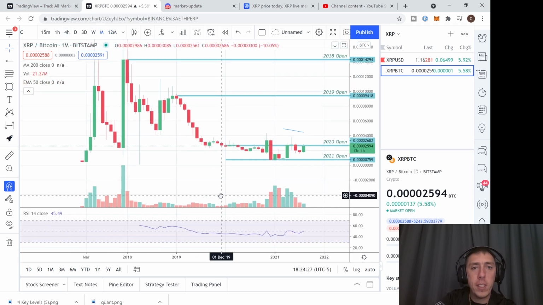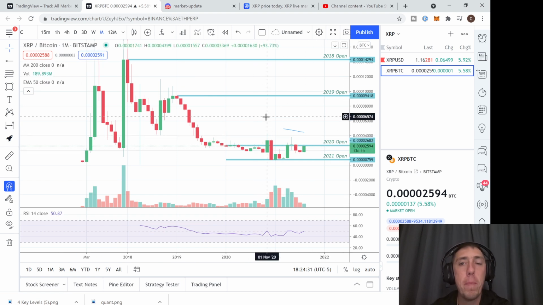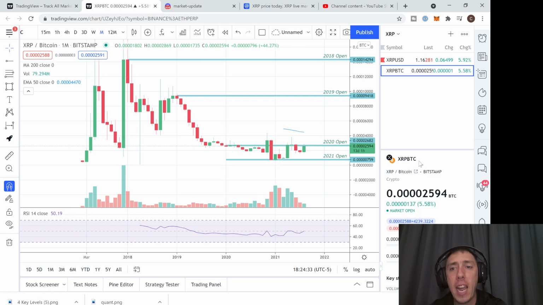Now the monthly, you guys can see this chart looks a lot different than the previous one, and that's because we're on the Bitcoin pairing. And what this means is this is how much Bitcoin you can buy with one XRP. Okay, XRP is $1.30 something, or $1.17 today, I believe. So it's $1.17 each, and Bitcoin is $46,000 today. That means you can buy 0.0000254 Bitcoin with one XRP, which makes a lot of sense, right?